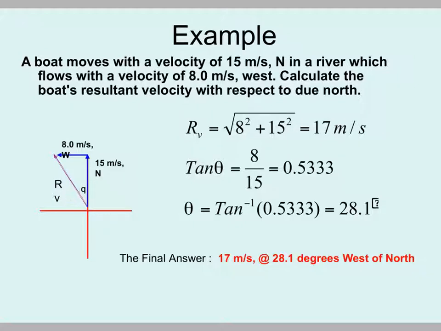To find our angle, we will use the tangent of the opposite divided by the adjacent. We get 0.5333. To get this angle, we will take the inverse tangent of 0.5333 and we get an angle of 28.1. So our final answer would be 17 meters per second at an angle of 28.1 degrees west of north.